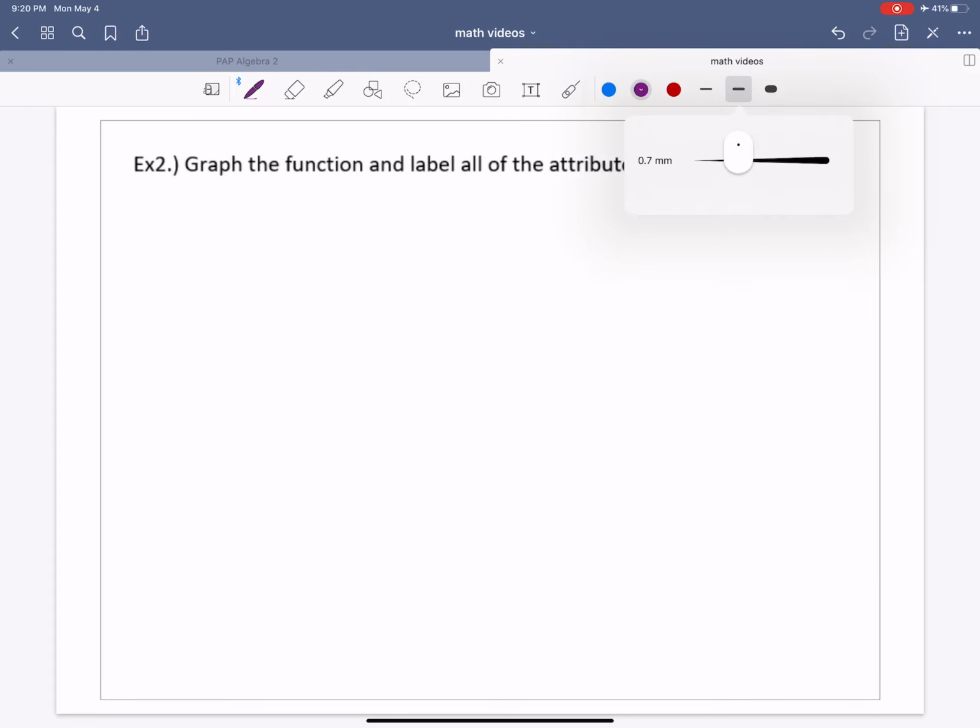It says graph the function and label all of the attributes. Again, this is, wait a second, my people. 2x minus y squared equals 4y plus 10. Can you hear that? It sounds like our good friend HASAS. HASAS, you say?